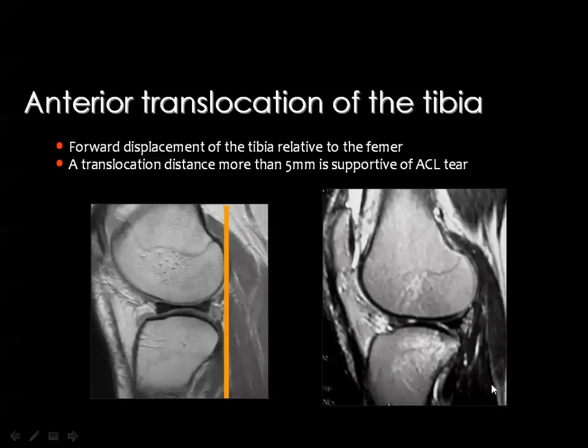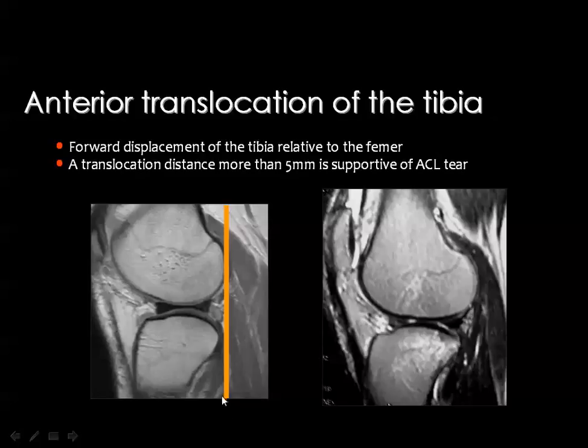And then the other sign is known as anterior translocation of the tibia. In order to test for ACL rupture, the patient is seated at the edge of the table, and the clinician tries to draw the leg anteriorly. If it can be drawn anteriorly, this is known as the drawer sign, which is a sign of ACL rupture.